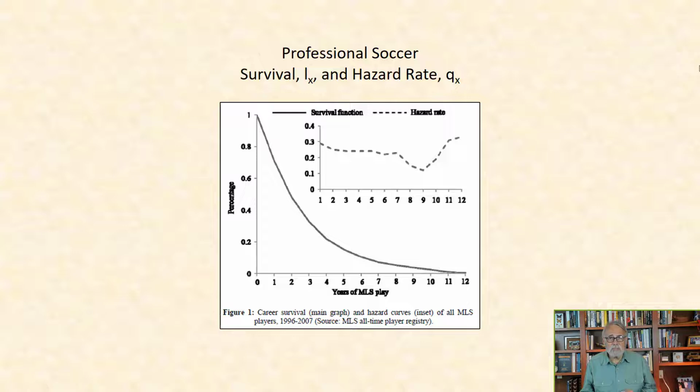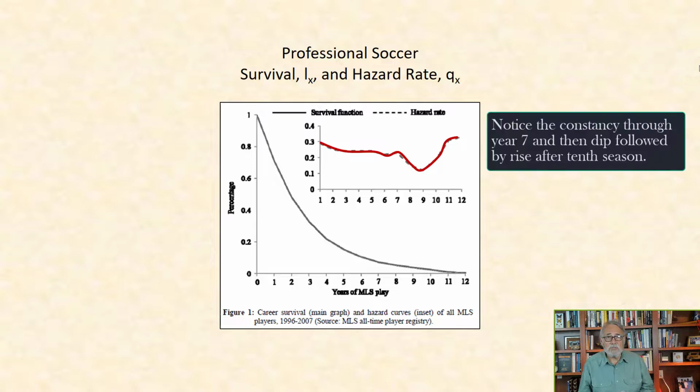On the x-axis is year of play. On the y-axis for this main graph is survival in league, a pattern that is distinctly geometrically decreasing. The inset shows the probability of exiting the league by year in the league, equivalent to qx.